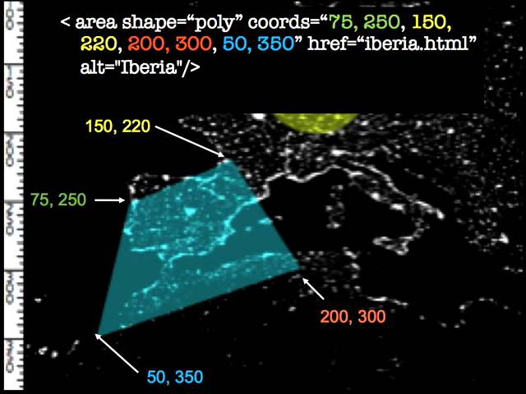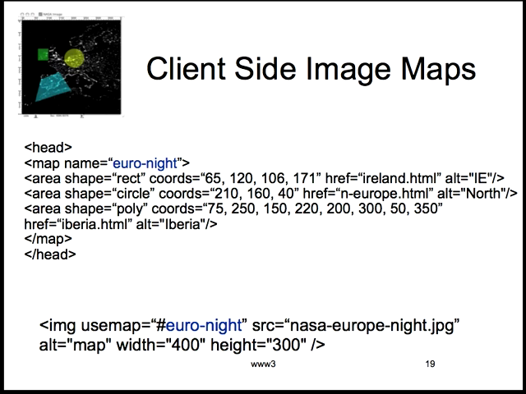Now you can't do curves and things like that. For a curve, you'd have to just go point by point by point and do it as best you can. Now all of these then fit into a map tag. So all of these areas fit into a map. I put the map in the head, but actually it can be in the body, doesn't matter where it goes. So if you say map name equals, and then you give that map a name. I've called it Euro-night.